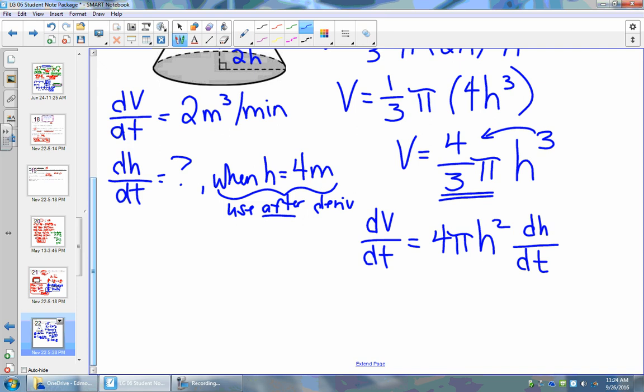Now that I have taken the derivative, everything is fair game. I can plug in everything that I've got here on the left-hand side. So dV over dt, we know is 2. 4 pi, h, remember, was 4 squared. And we're looking for dh over dt.